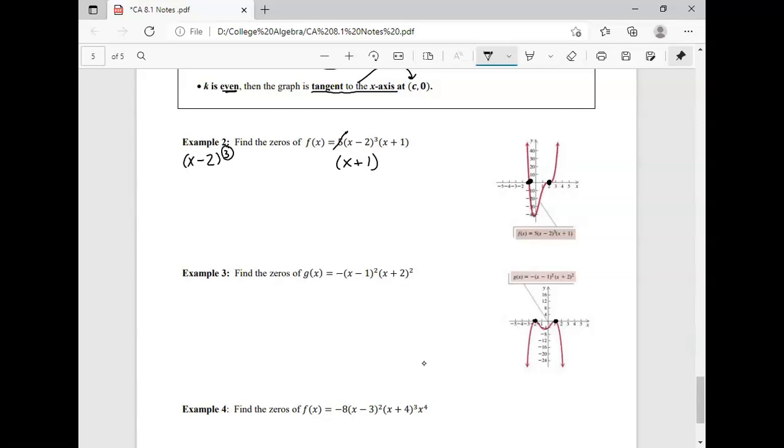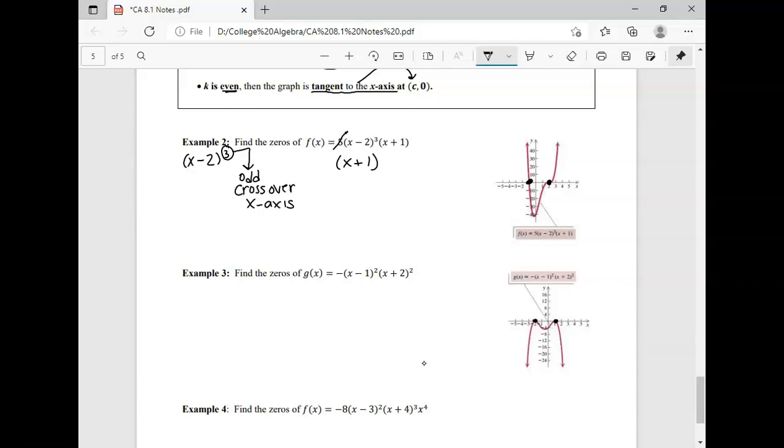This 3 up here means a couple of things. So you guys would agree with me that 3 is odd. So one of the things that it means is that if it is odd, that it's going to cross over the graph at whatever the point is right there. So I'm going to write that real quick. Because it's odd, it's going to cross over the x-axis. I know that.